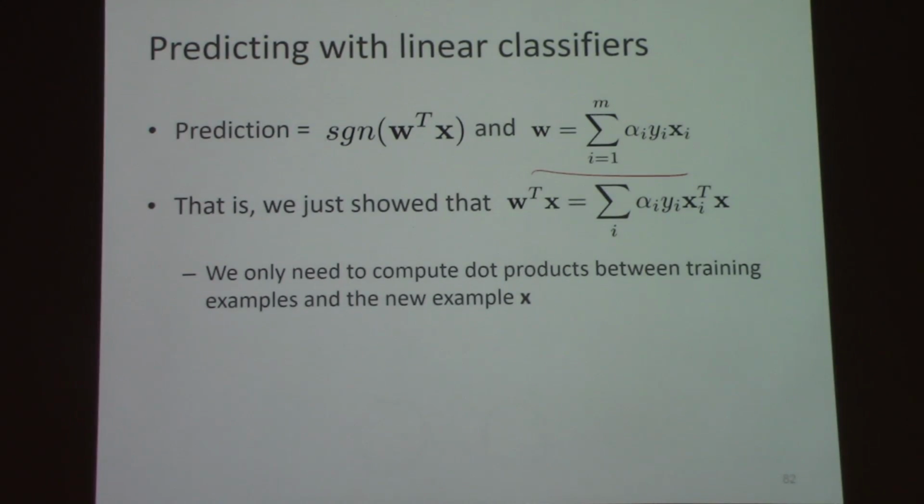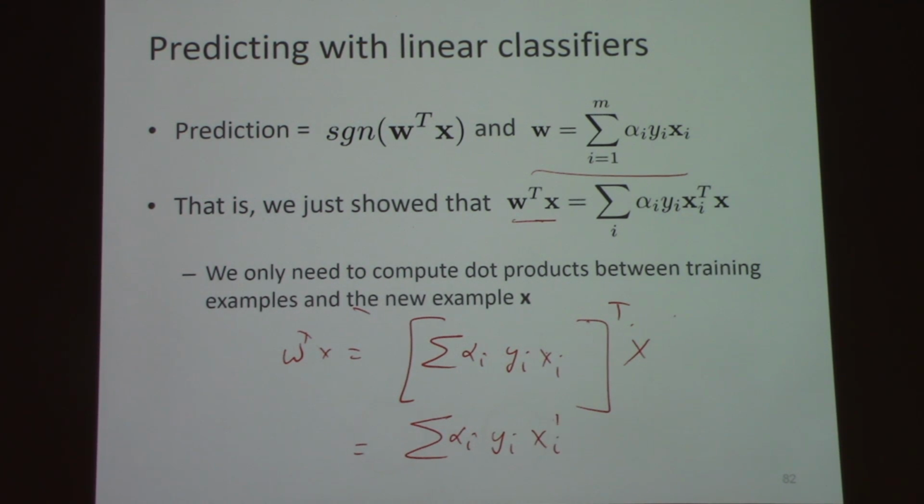W transpose X is W transpose times the summation of alpha i, yi, xi. W is the sum of alpha i, yi, xi, transposed with X, for this new example X that comes in. Here, this summation is over the entire training set. But this is equal to the sum of alpha i, yi, xi transpose X. I'm just moving the dot product inside the summation.